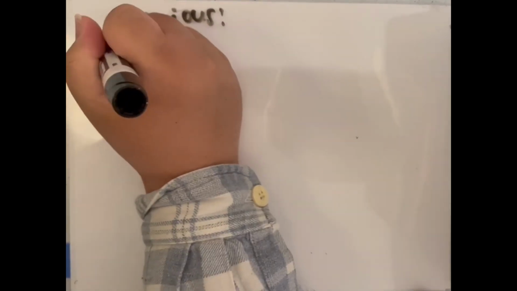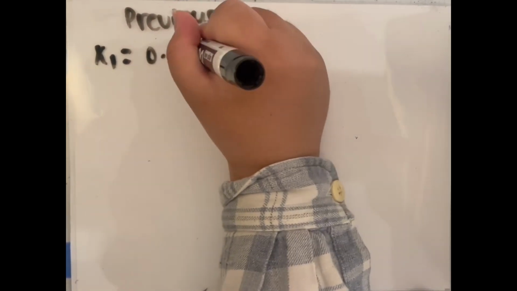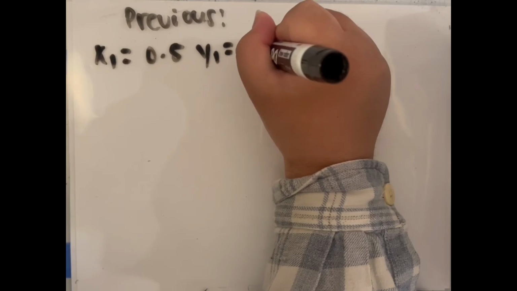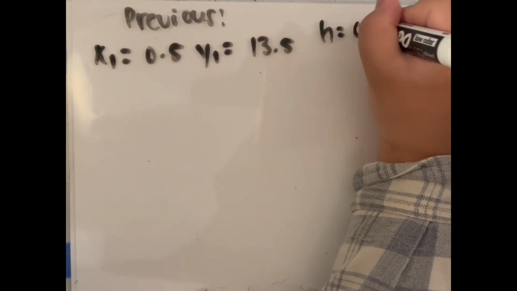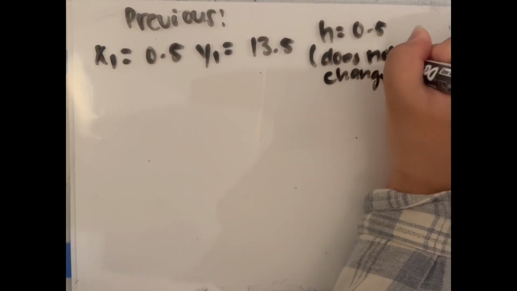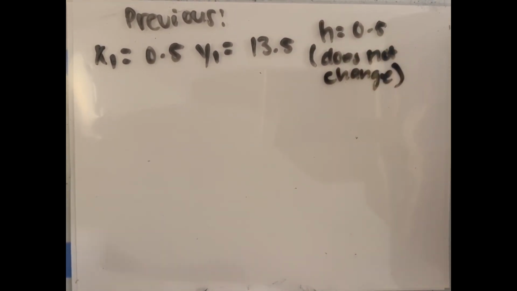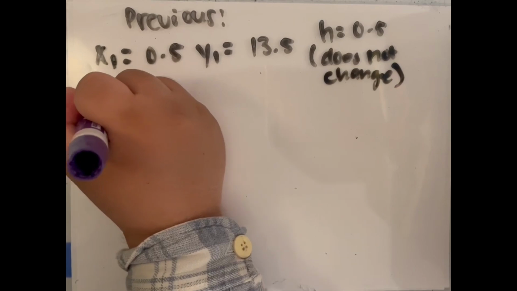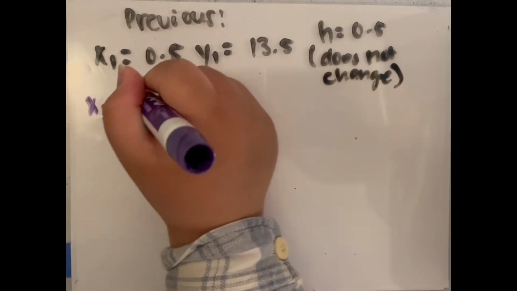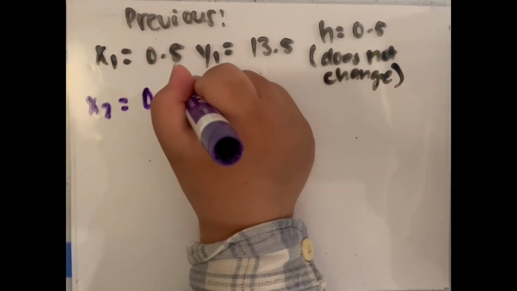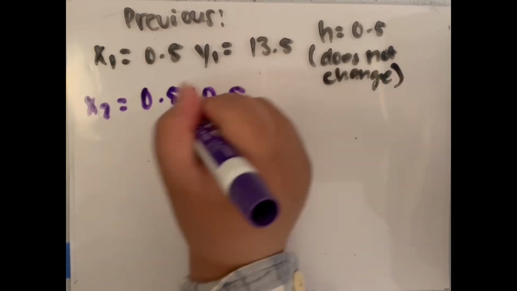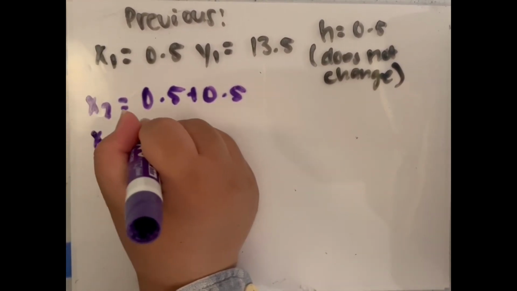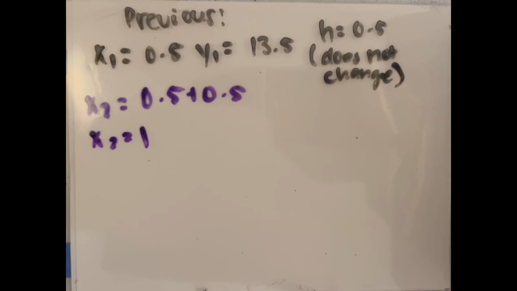To help us, let us recall our answers from the first part. X sub 1 is equal to 0.5. Y sub 1 is equal to 13.5. And remember that h is equal to 0.5, which doesn't change. Similar to part 1, we get x sub 2 by adding 0.5 and 0.5. This gives us x sub 2 is equal to 1. We get the first 0.5 from x sub 1 and the second from our h value, 0.5.